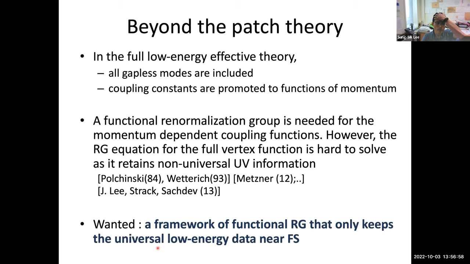So the goal is to go beyond the patch theory and consider the full low energy effective theory that includes all gapless modes around the Fermi surface. And in this case, the coupling constants, say the Yukawa coupling or the nesting angle, Fermi velocity, they all should be promoted to coupling functions. Okay, as a function of momentum along the Fermi surface.